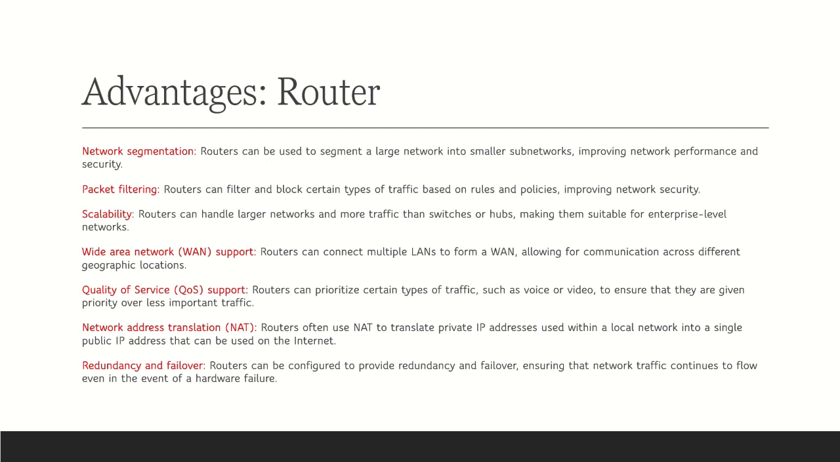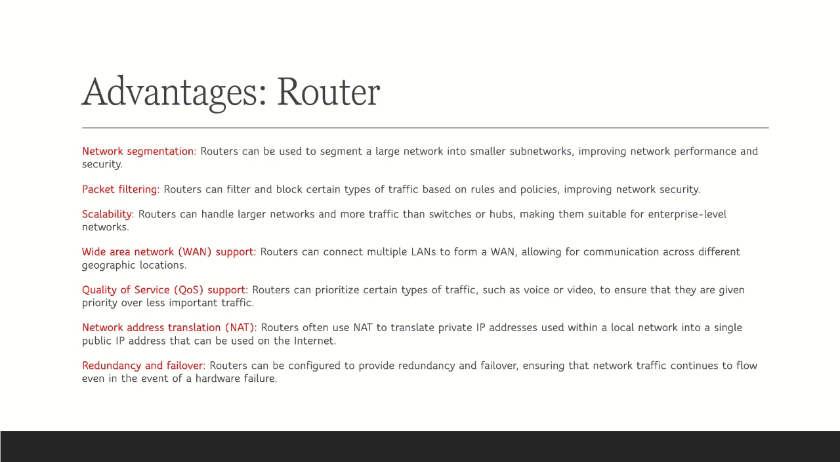Wide area network support. Routers can connect multiple LANs to form a WAN, allowing communication across different geographic locations. So it can provide a large number of networks connected with each other. Quality of service support. A router can prioritize certain types of traffic such as video and voice, to ensure that they are given priority over less important traffic. So we can transmit the data at a high rate when the data type is voice or video, because we need the transfer rate to be very fast. So we can prioritize those data traffic over less important traffic.